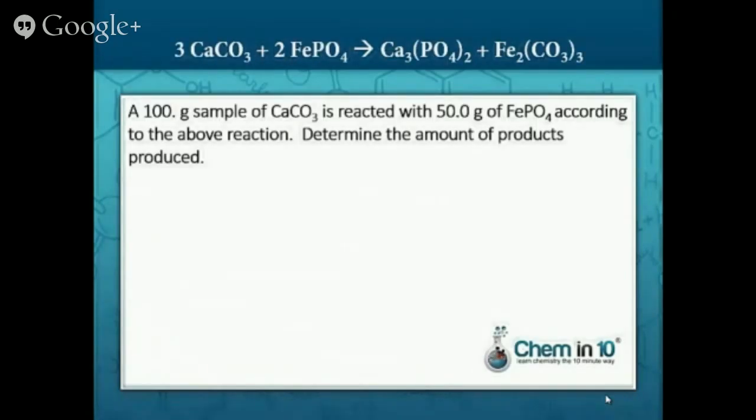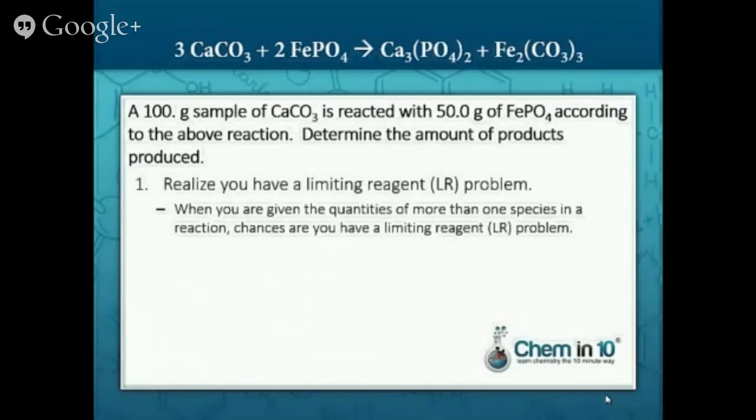Another sample problem. A 100-gram sample of calcium carbonate is reacted with 50 grams of iron 3 phosphate according to the above reaction. Determine the amount of products produced. First, we need to realize we have a limiting reagent problem. We were given 100 grams of calcium carbonate and 50 grams of iron 3 phosphate. That tells us we have a limiting reagent problem. Then we need to convert our grams to moles.